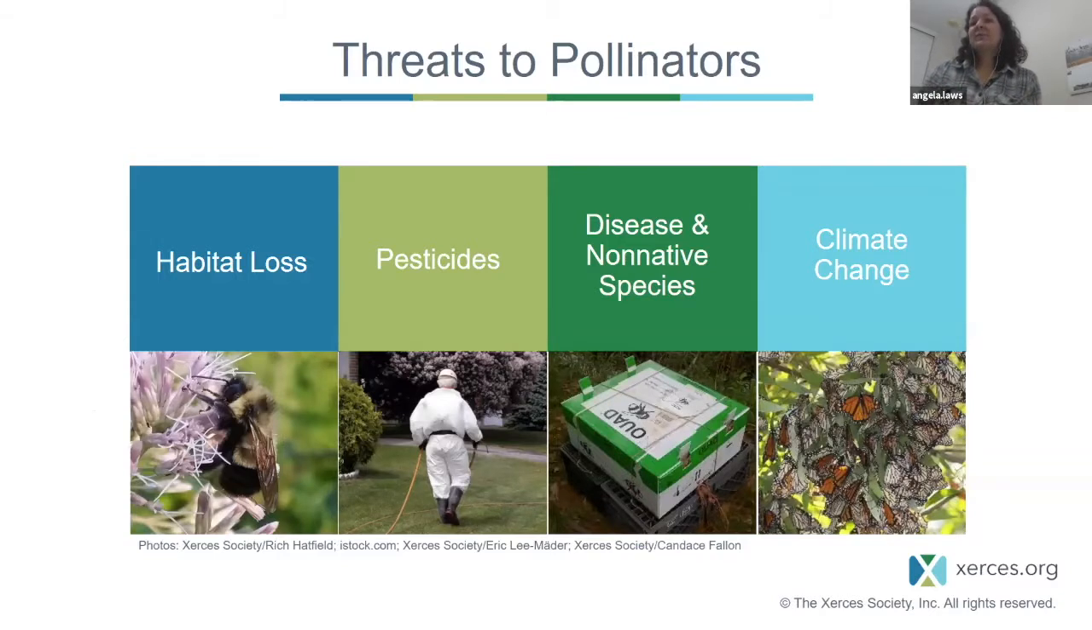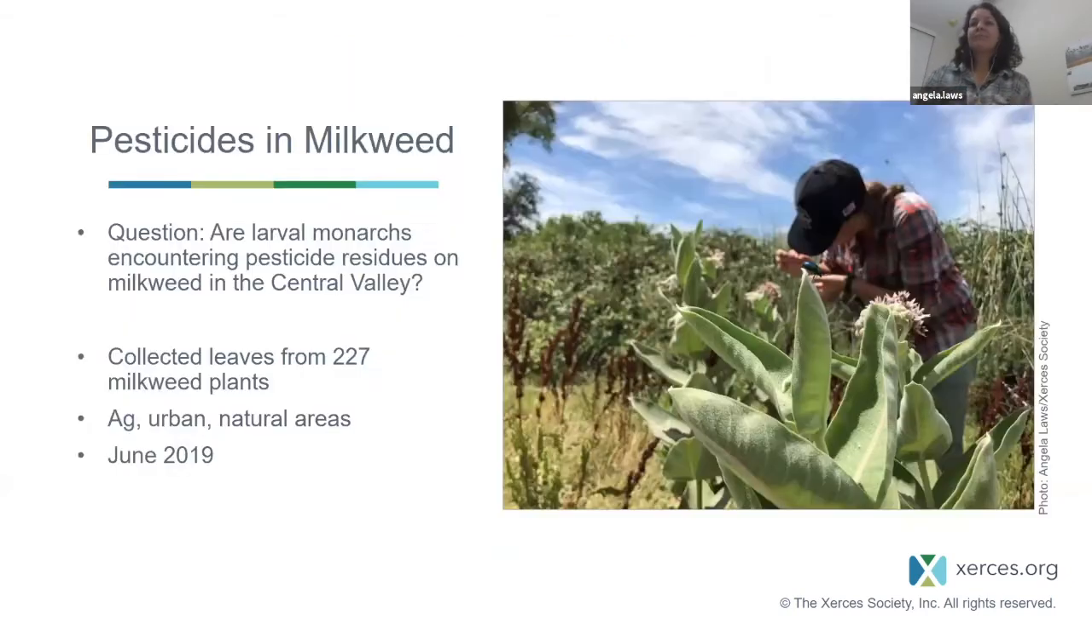And it's sort of the usual suspects. Habitat loss is always a driver of biodiversity loss. Animals need space to live and eat. Pesticides is a big driver. Diseases and non-native species can be a problem. We hear about diseases causing honeybees to decline, and honeybees and managed bumblebees can pass those diseases on to wild bees. And then climate change is a problem.